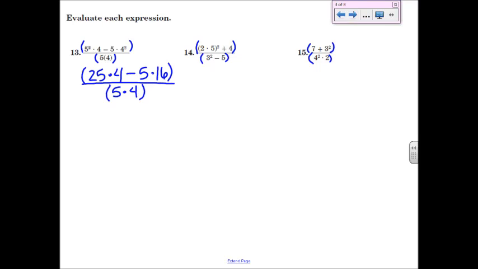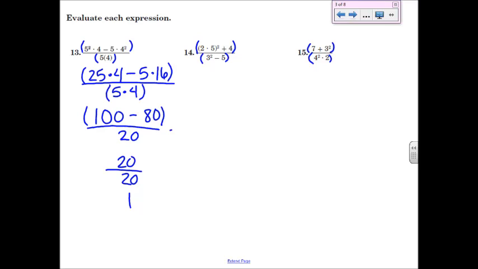Okay, then we have 25 times 4 is 100, and then 5 times 16 is 80. And then on the bottom, we do the multiplication in those parentheses, which is 20. And then on the top, we have subtraction as our next step. 100 minus 80 is 20 over 20. Now that we just have one number on top of one number, 20 divided by 20 is 1.